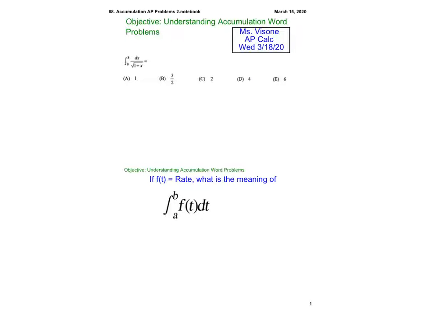Hi guys, so this is the second lesson for accumulation word problems. Pause the video and do the do now.